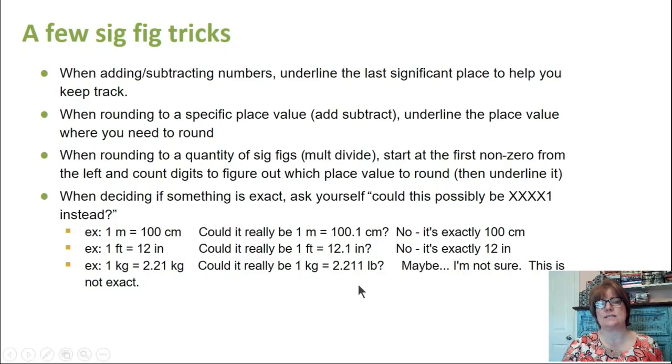And when I'm considering if something is exact or not, in other words, if it's exact, I can ignore it for purposes of rounding. To decide which is the least precise measurement, I'm going to ignore the exact numbers, and I want to ask, could it be, if I add an extra 1 at the end of it, is that plausible? If it's plausible, then it's probably a measurement. If it's not plausible, it's likely a defined exact number, not a measurement, an exact definition.